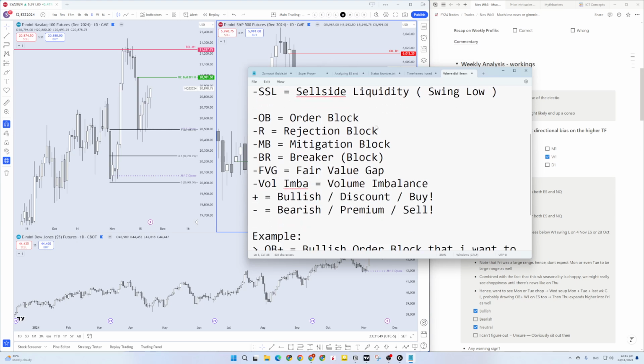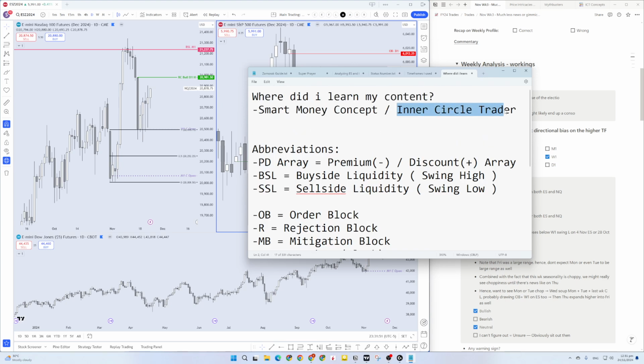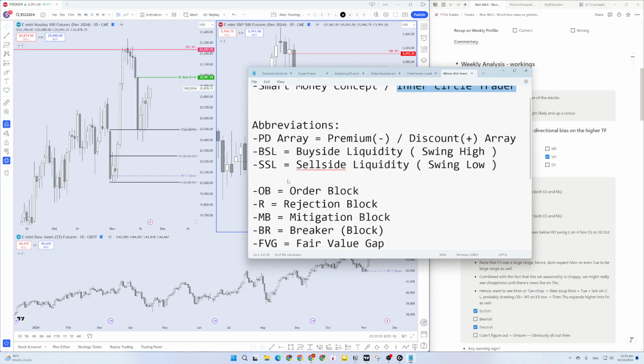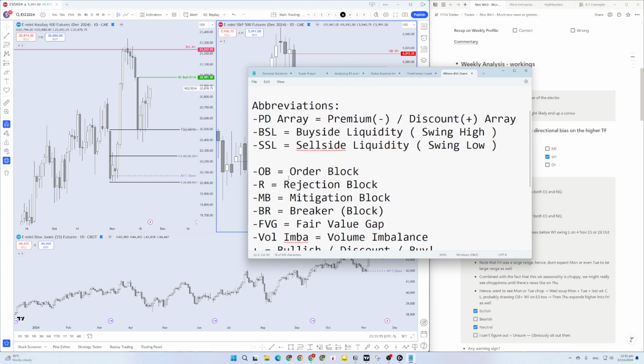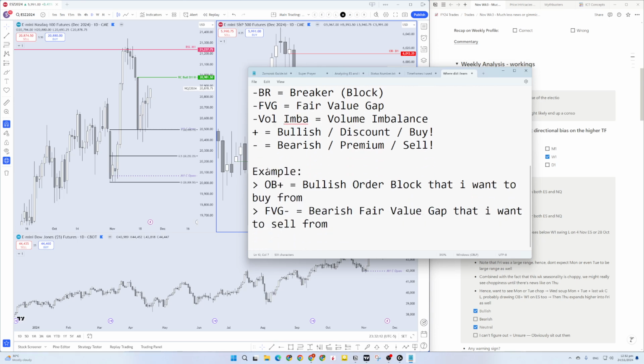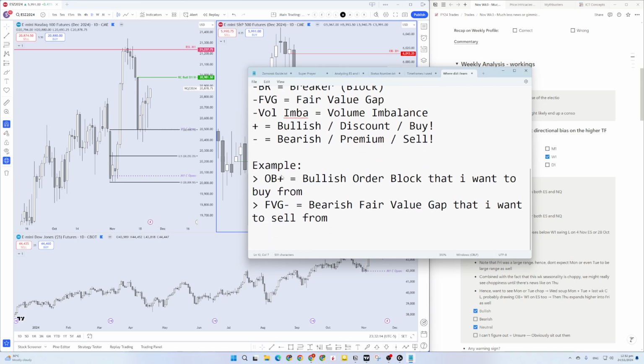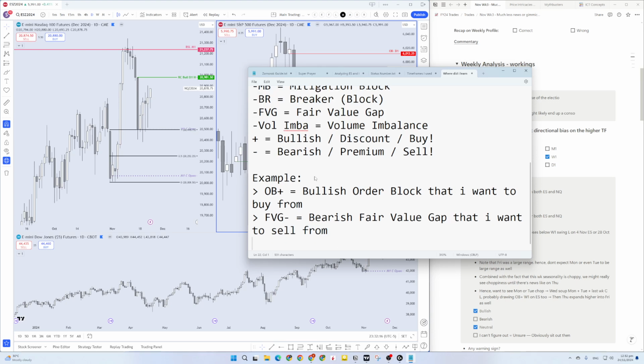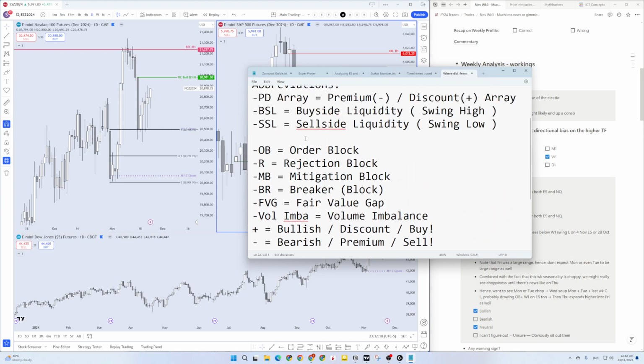Okay, when ICT teaches this, he may have his own abbreviations. Personally, this is how I use it. That means I come up with names that I know. I don't really need to care how he uses it. What I feel is more important is how I, as the user, use all these abbreviations for my own convenience.